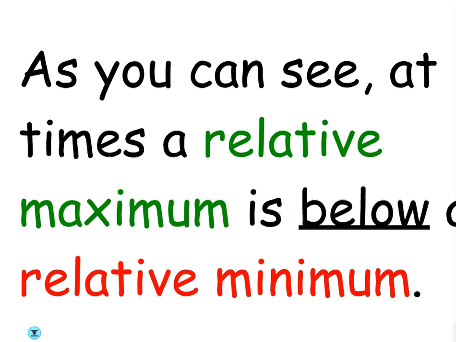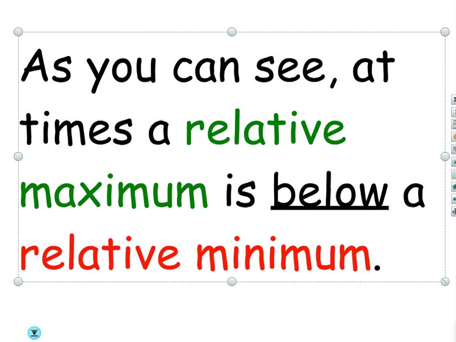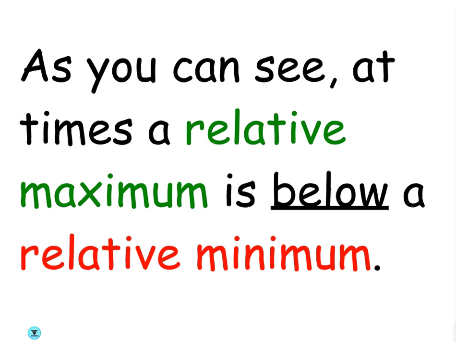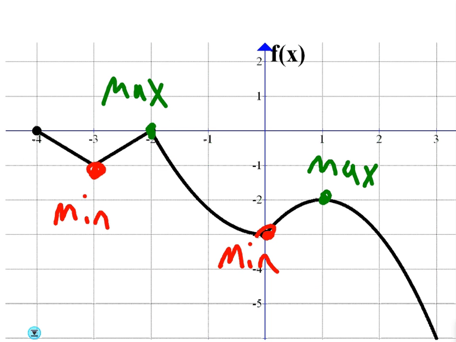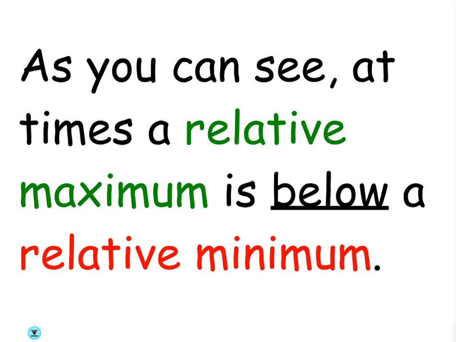Last point I want to make. As you can see, at times a relative maximum is below a relative minimum. And let me explain that one. This relative maximum is below this relative minimum. See, it really doesn't matter, does it? It's all relative. Okay? And yeah, that's why we use the word relative, because it depends on the points around it. So you're going to take the same worksheet and you're going to answer the questions on what's relative minimum, what's relative max.